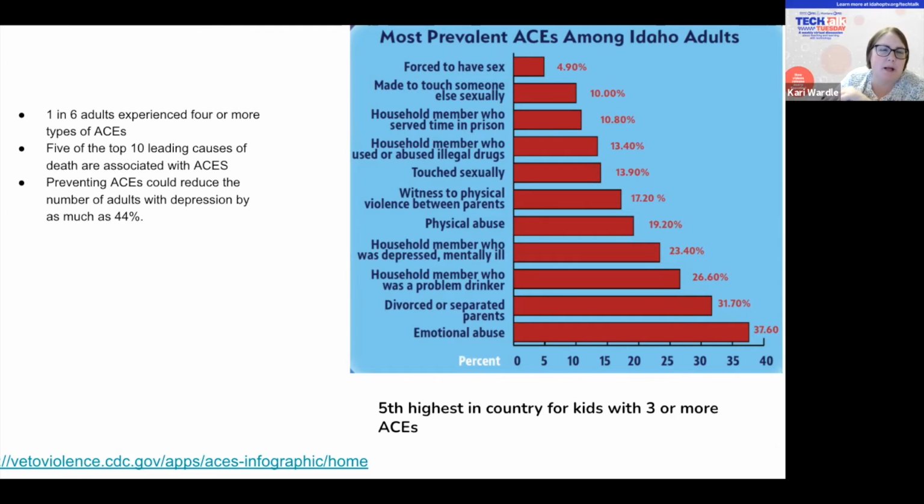And these come from the link at the bottom. And then the other one that I thought was just so mind-blowing as well is that preventing ACEs, so stopping kids from having those adverse childhood experiences, would reduce the number of adults with depression by 44%. So when you start thinking of all of those things adding up, I just think it's such a big thing for us to know about. There's a link at the bottom of this page to the CDC. The CDC has a really great infographic where I took some of this data from, but if you're interested in looking that up, they also have some really great information on what you can do to prevent ACEs and just some of the data as well.